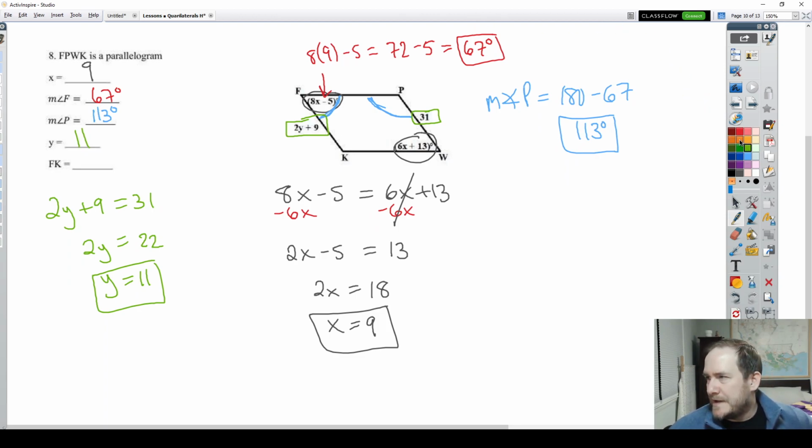And now they want to know the length of side FK. Well, FK is right here. You could take your 11, substitute it in, and get 2 times 11 is 22, plus 9 is 31, but you already know it's 31. Opposite sides are the same, so this thing's got to be 31. You don't have to do math to see that the opposite side is congruent. And that's it.